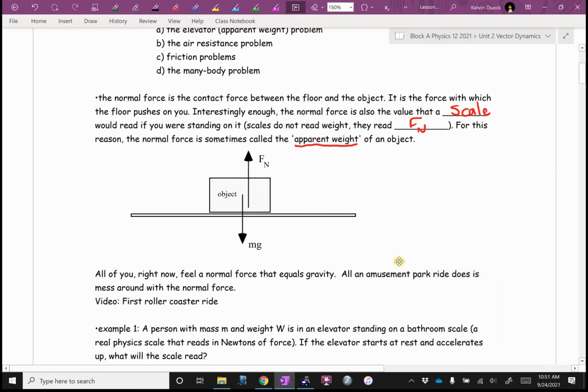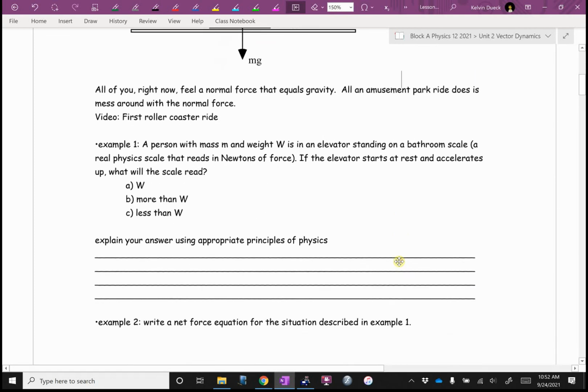So what does a scale measure? A scale measures normal force, not mass, not weight. It measures normal force. So let's imagine you're standing on a scale in an elevator. A person with mass little m and weight big W is in an elevator standing on a bathroom scale. But instead of having the scale display kilograms, let's pretend it reads newtons instead of kilograms. By the way, all the scale does to display kilograms is it takes the normal force and divides it by 9.8. And that's what it's calibrated for.